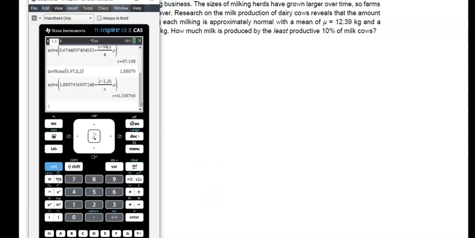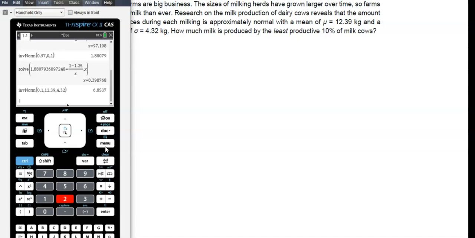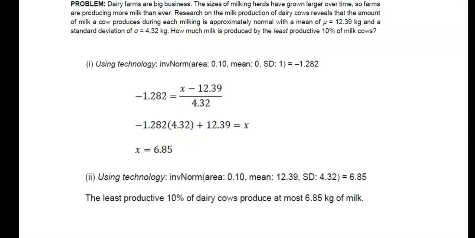So we're starting with a percentage here. Let's see if we can do this. So menu 653, percentage is 0.1, mean is 12.39, standard deviation is 4.32, and you get 6.85. So how much milk? 6.85, right?